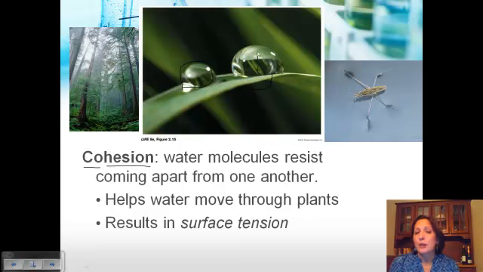But the water molecules are so attracted to each other that rather than spreading out on the leaf, they form little beads of water. This attraction of these water molecules also serves to form like a skin on the surface of water, and we call that surface tension. So here's a water strider skimming across the surface of the water, and it can do that because of this surface tension. If you've ever water skied, you've taken advantage of surface tension. If you've ever done a belly flop, you've experienced firsthand surface tension.